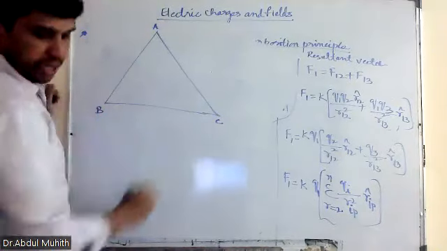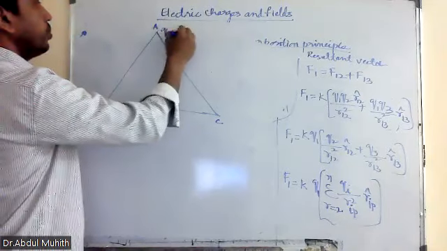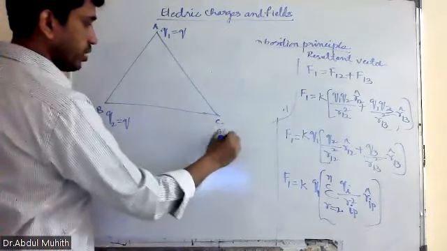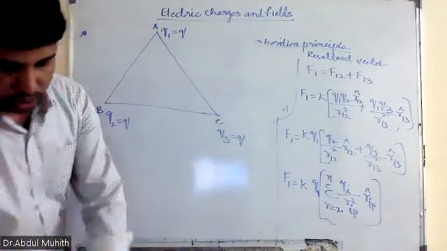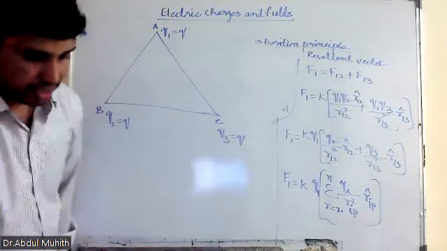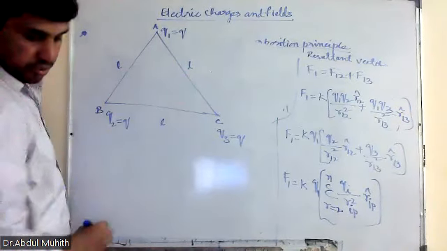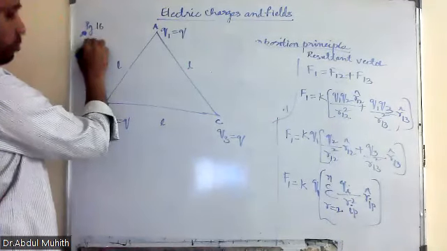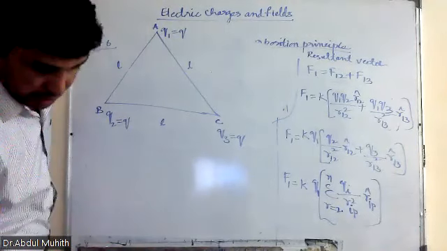There are three charges at three different points. All the charges are equal: Q1 equal to Q, Q2 is also equal to Q, Q3 is also equal to Q. He says consider three charges Q1, Q2, Q3, each equal to Q at the vertices of an equilateral triangle whose length is L. This is on page number 16, example question number 1.6.